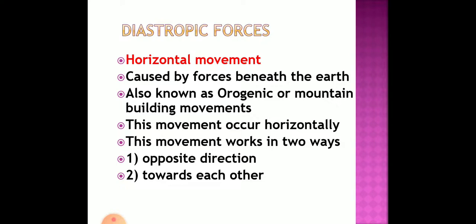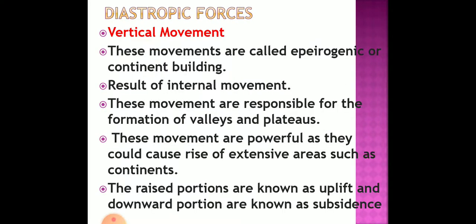Now horizontal, I think you know, is flat, and we can see it in the east west direction. It is caused beneath the earth, and it is also called mountain building movement. The next one is vertical movement, and it is also called continent building movement. It is a result of internal movement.